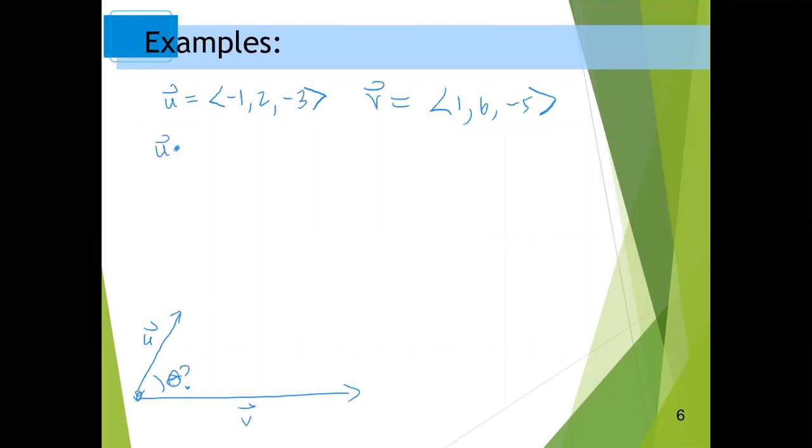Well, look how easy this is. I could take U and dot it with V. And of course, that's going to be -1 times 1 plus 2 times 6 plus -3 times -5. And what do we get here? -1 plus 12 plus 15. Now, what this tells us is that the x coordinates are basically working against each other, yes? You can kind of see that. The one's going in the negative direction, the other one's going in the positive direction.